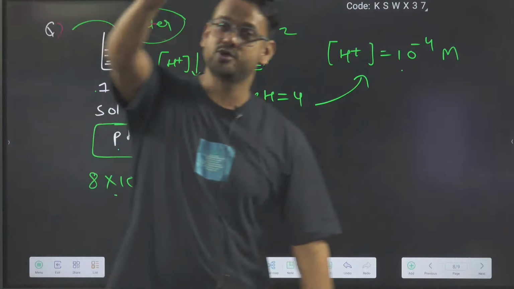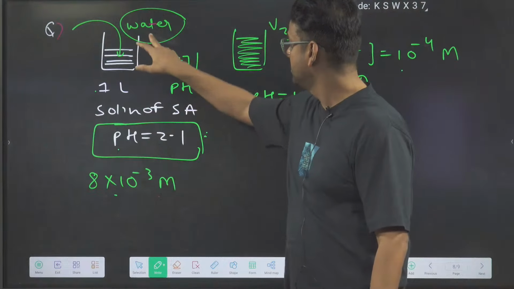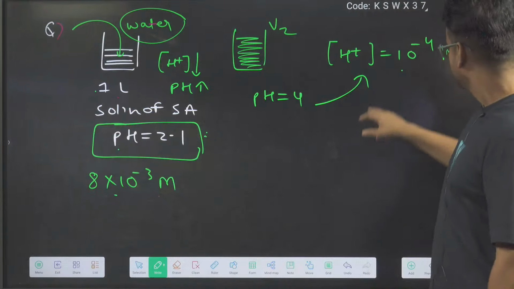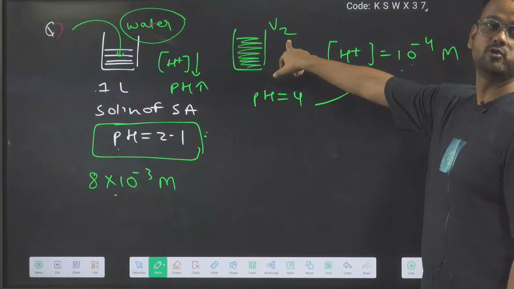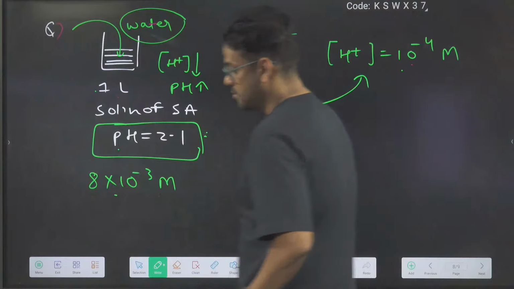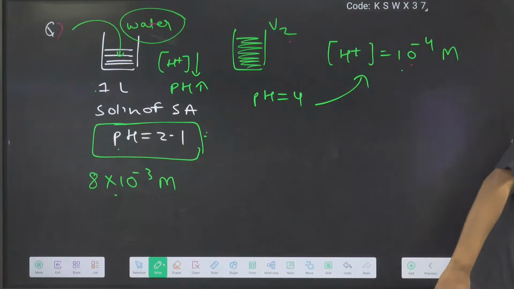Do you know the dilution formula, everybody? Dilution formula: M1 V1 equals M2 V2. Solve it and find V2 for me, everyone. Let's see who gives the correct answer, everyone.